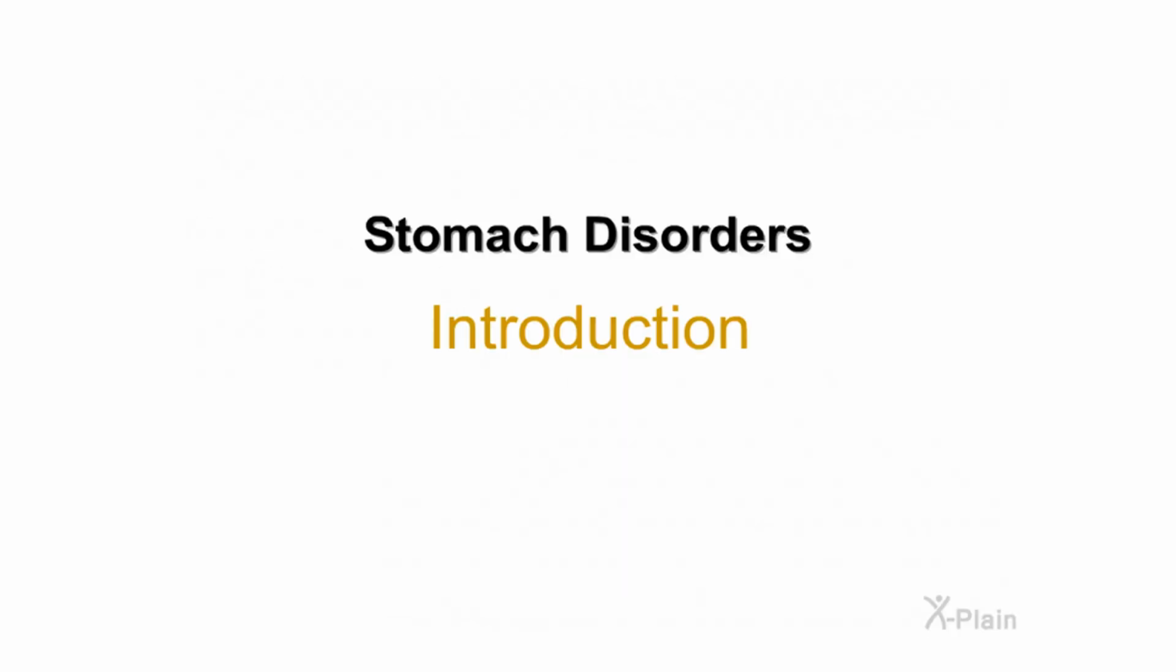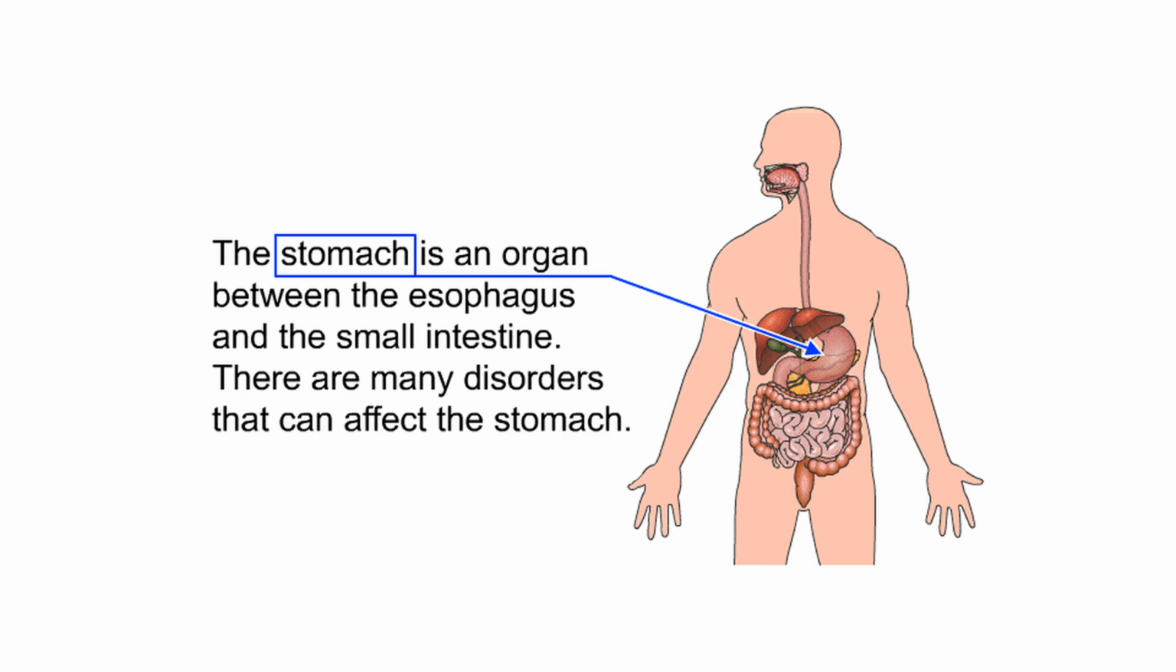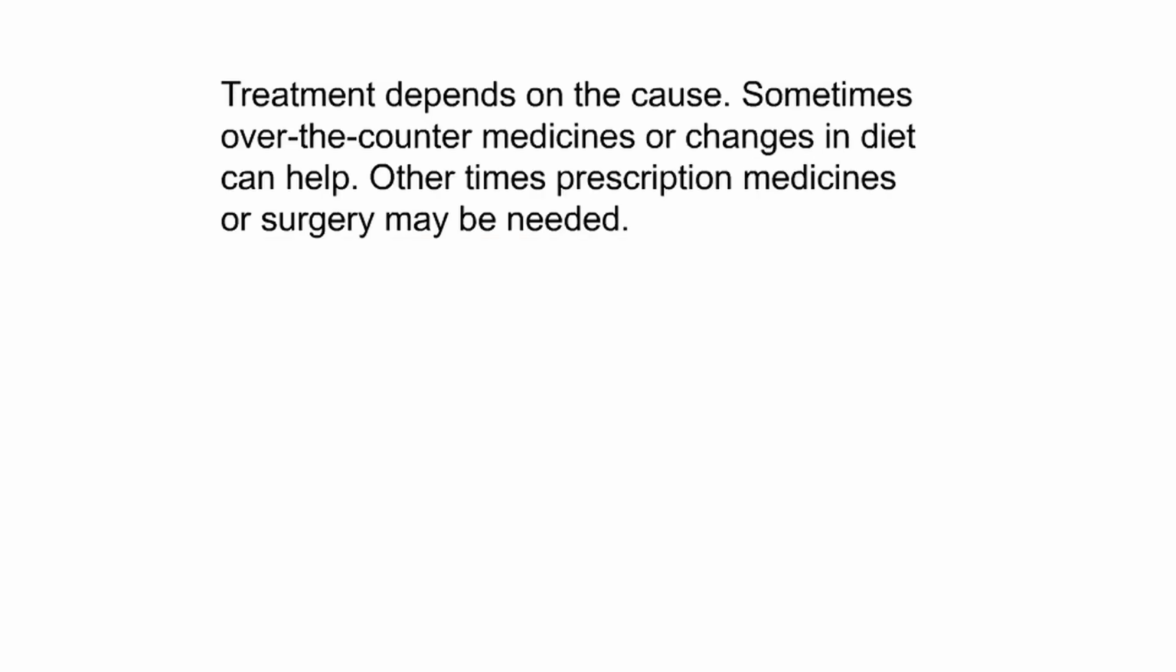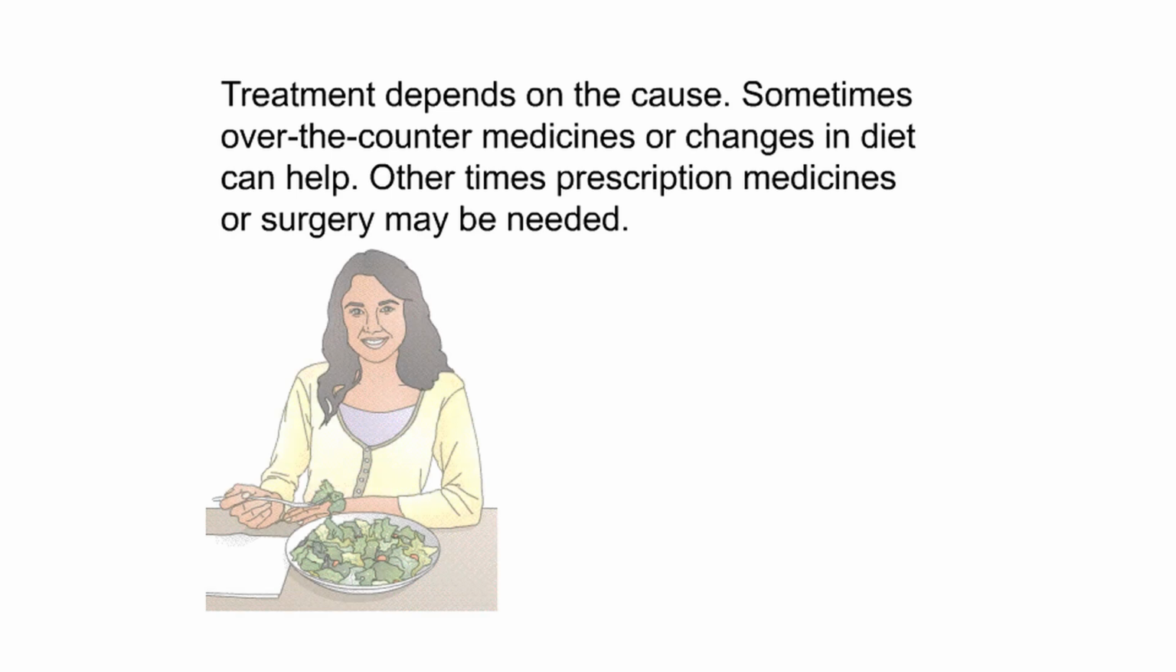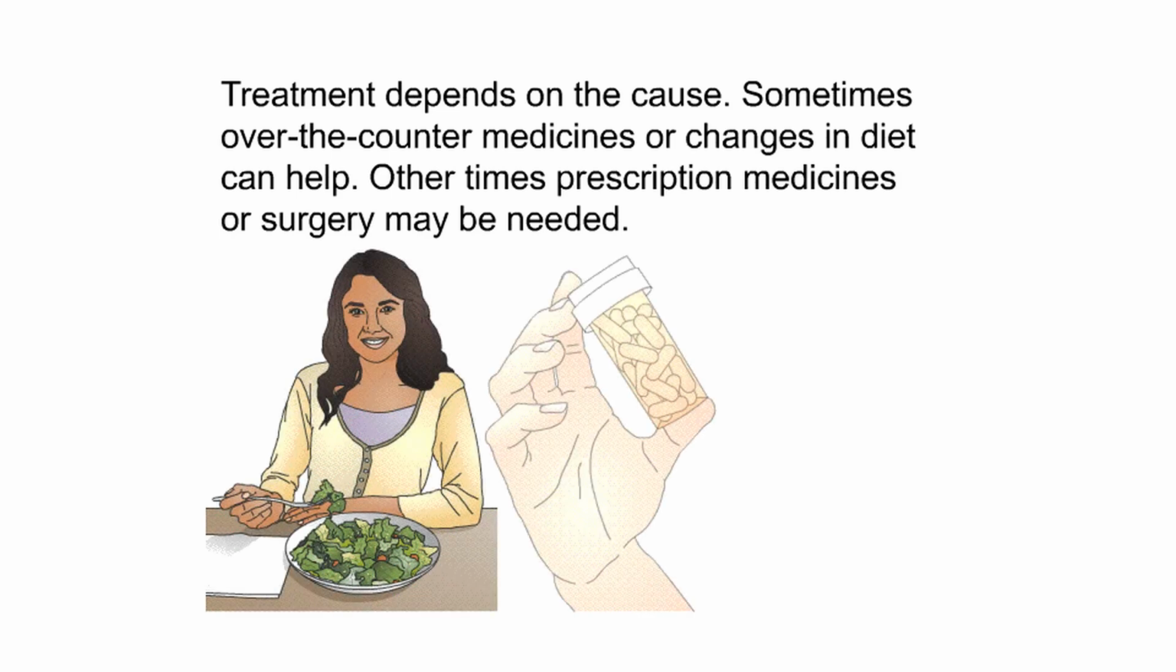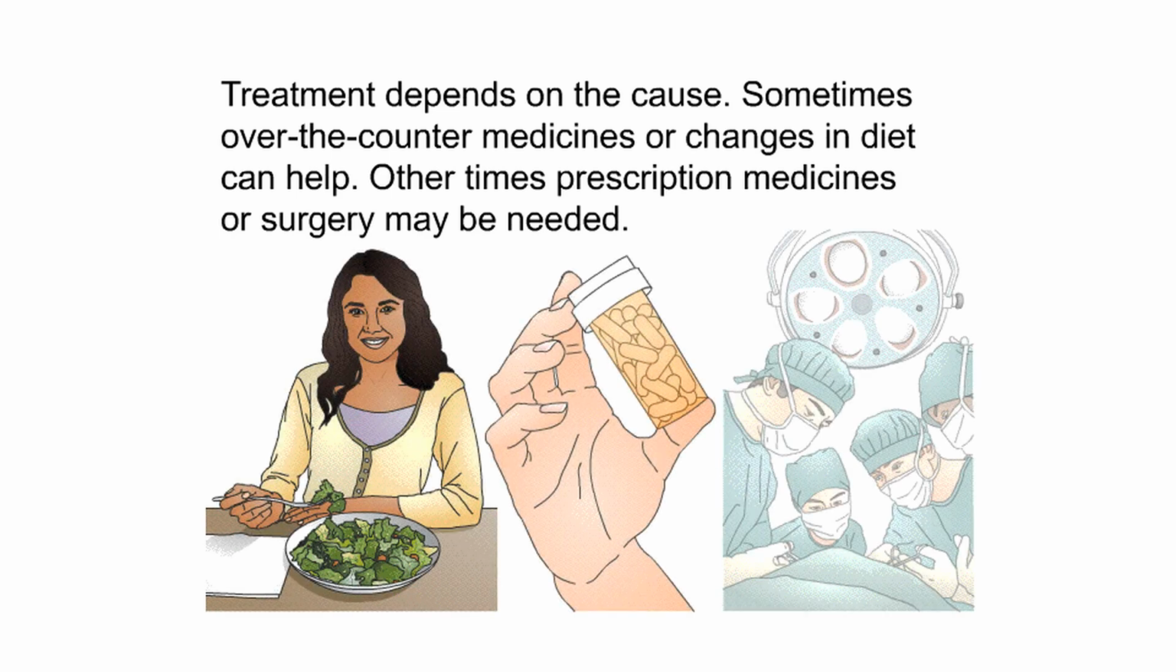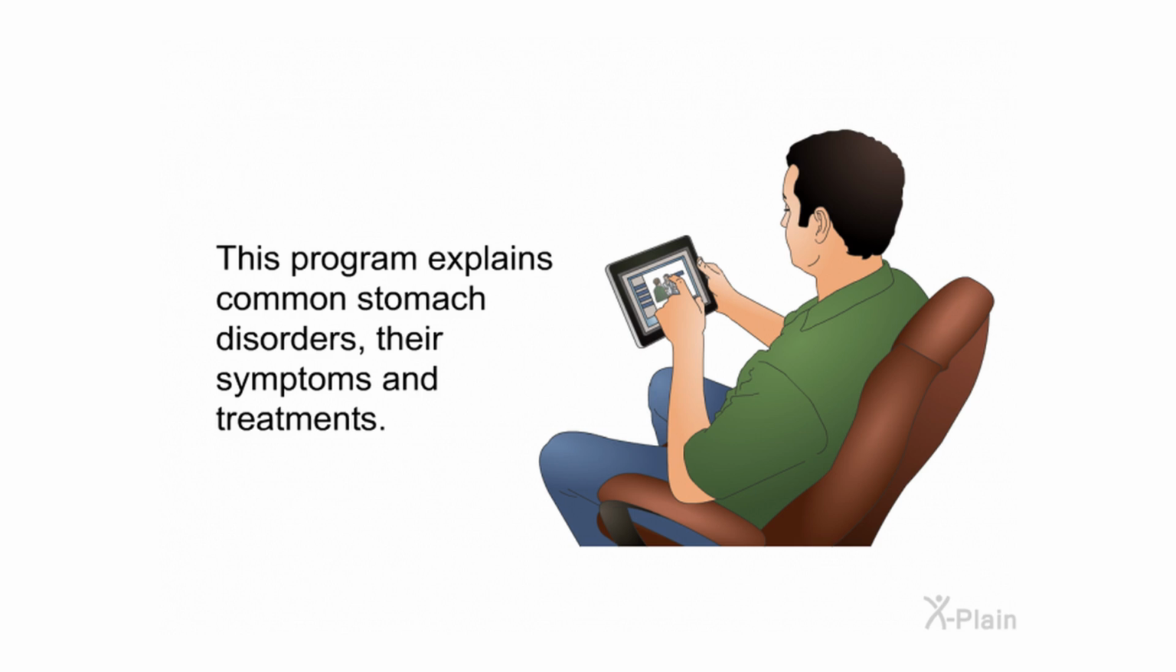Stomach disorders. Introduction. The stomach is an organ between the esophagus and the small intestine. There are many disorders that can affect the stomach. Treatment depends on the cause. Sometimes over-the-counter medicines or changes in diet can help. Other times, prescription medicines or surgery may be needed. This program explains common stomach disorders, their symptoms, and treatments.